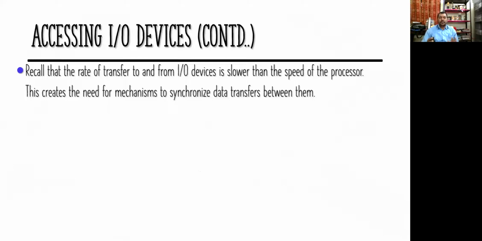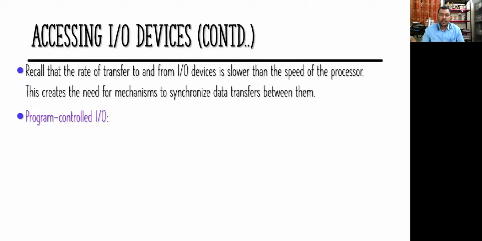Then, the rate of data transfer from the input output devices must be slower than the speed of the processor. The rate at which data is transferred from or to the microprocessor is smaller than the speed of the processor, which creates the need for synchronization of data transfer between them. If the speeds were the same, there might not be synchronization. Synchronization is a very important factor while transferring or communicating data.